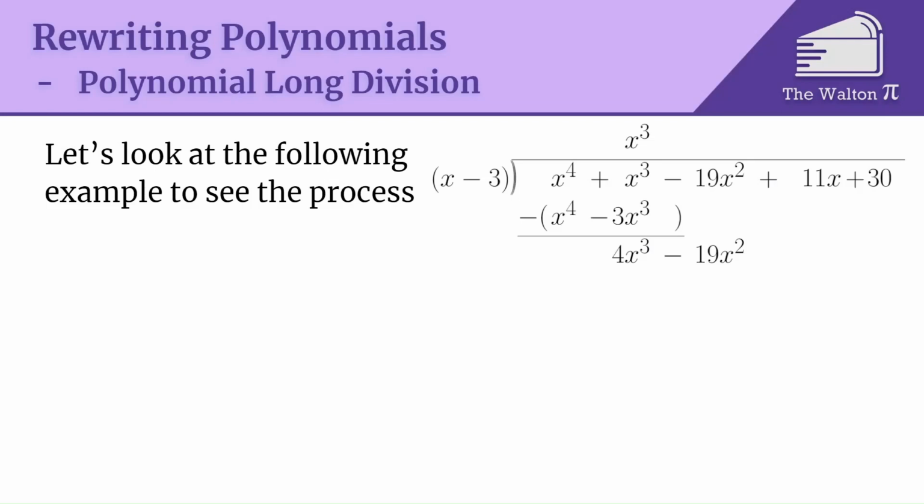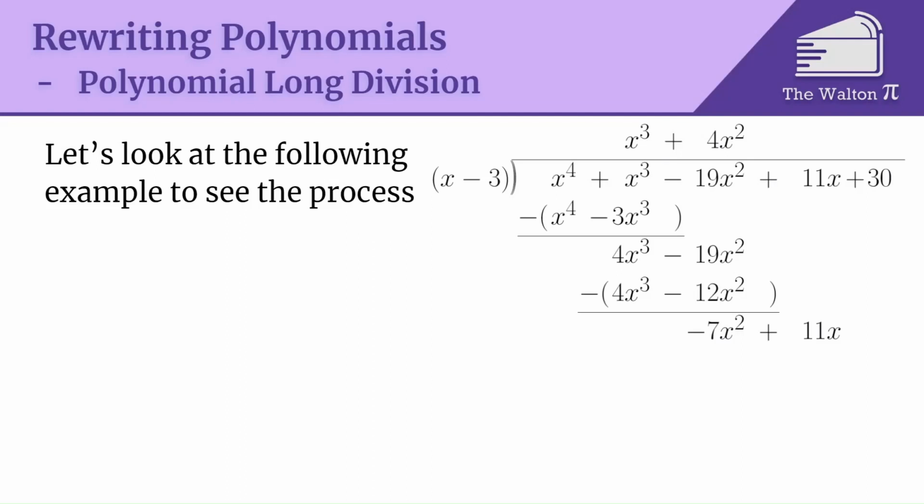But now what we're doing is we're saying, okay, how many times does x minus 3 go into that? How many times does it go into 4x cubed minus 19x squared plus 11x plus 30? Well, it'll go in at least 4x squared times. So we have a plus 4x squared and we multiply that out and we get 4x cubed minus 12x squared. Again, we're going to subtract that through. And so we're left with negative 7x squared plus 11x plus 30.